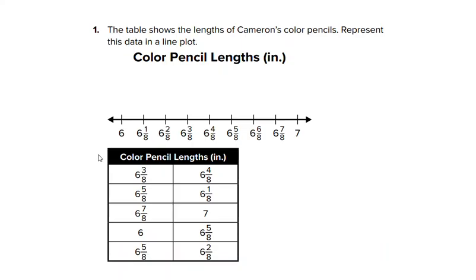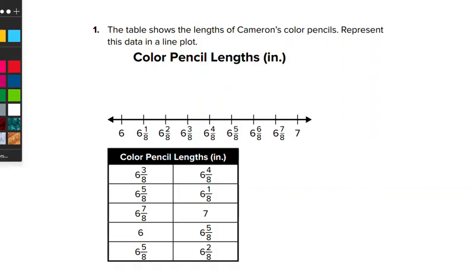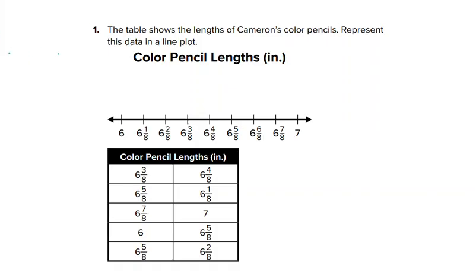All right, we're going to make our own right now. Let me get a pen. I'm going to use green. Is that okay? Okay. So anyway, it says here the table shows the length of Cameron's colored pencils. Represent this data in a line plot. Well, he has how many colored pencils here? 1, 2, 3, 4, 5, 6, 7, 8, 9, 10. 10 pencils. I'm going to cross these off as I do them.